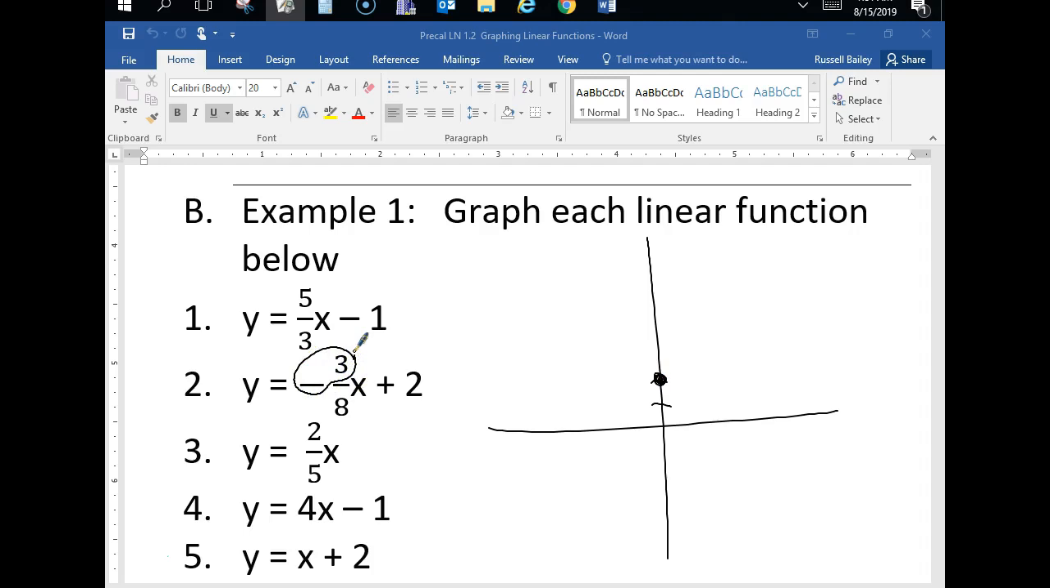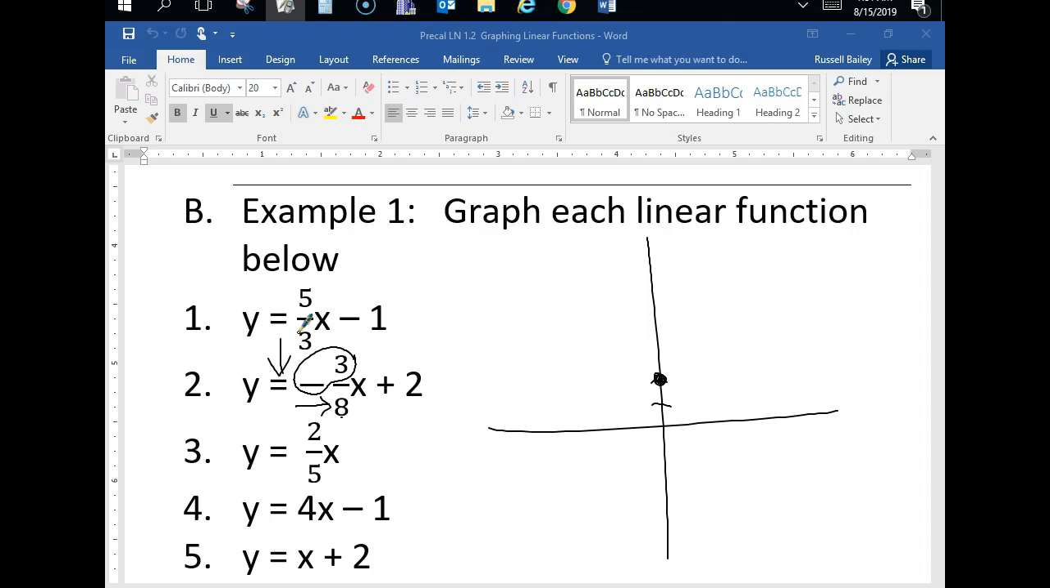What that means is as I go to the right 8, I'm still going to go to the right 8 because we like to go from left to right all the time, right? The negative 3, though, that's a negative rise, which really means it's a drop. Okay, so we're going to go down 3 over 8. Now let's go ahead and do that.